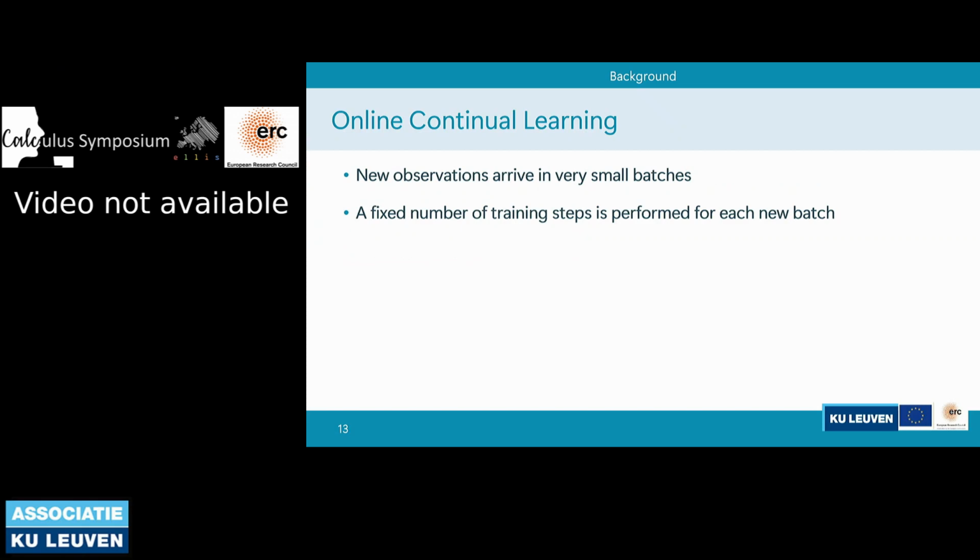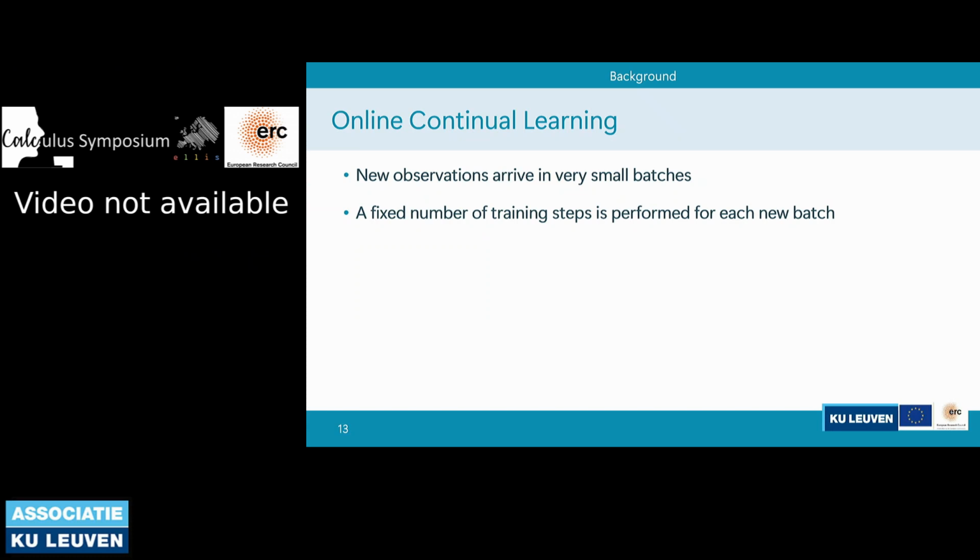In my research, I mostly focus on what is called online continual learning, and here we assume that we have a stream of observations which arrive in very small mini batches, which can be even one observation at a time, or 5 or 10.